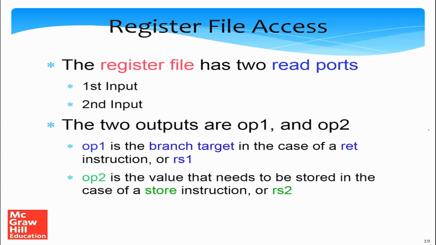Let me now repeat what was said in the previous slide. The register file has two read ports, which take the two inputs. The first read port, whose output is OP1, is the branch target in the case of a ret instruction, in which case it is the return address, or it is the first source register RS1. OP2 is the value that needs to be stored in the case of a store, or it is the second register source RS2.